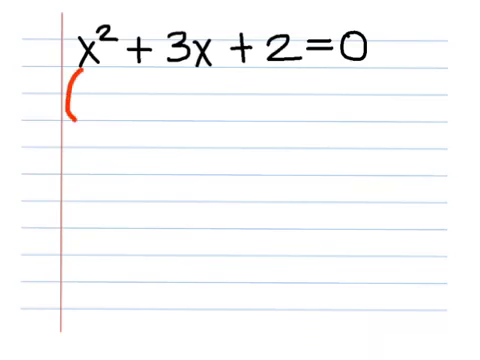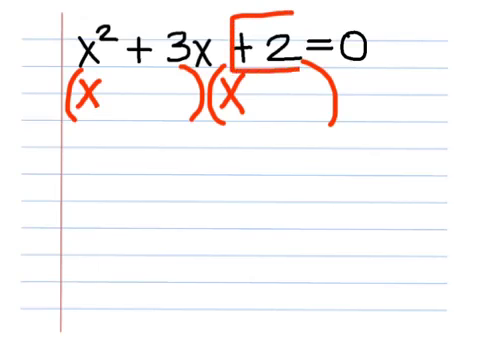Now to find this, first thing we need to do is find the factors of x squared plus 3x plus 2. The factors are what we can multiply together that's going to give us x squared plus 3x plus 2. If we have an x squared with a coefficient of 1, each factor is going to start with x. It's going to be x plus or minus some number times x plus or minus some number. We need to find out what those numbers are.